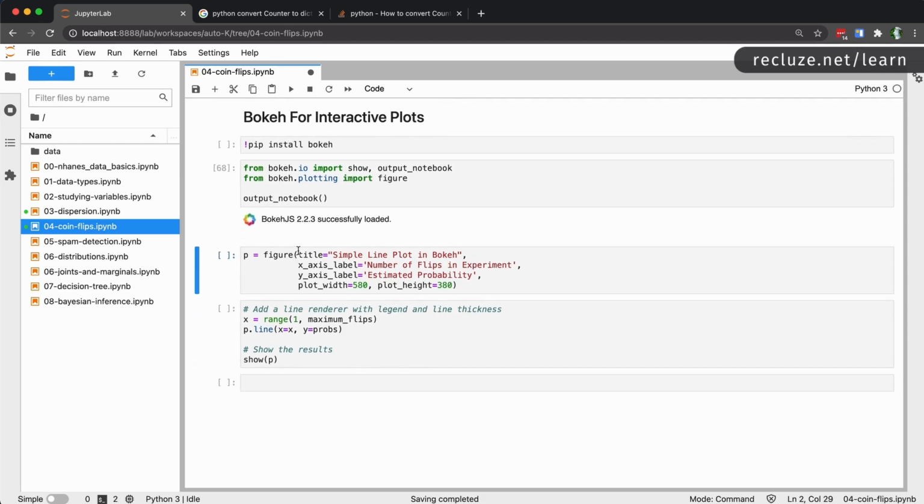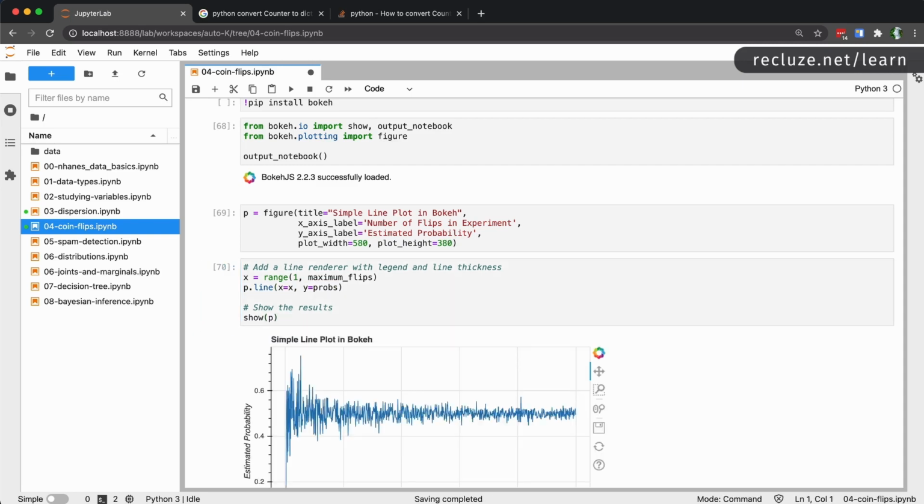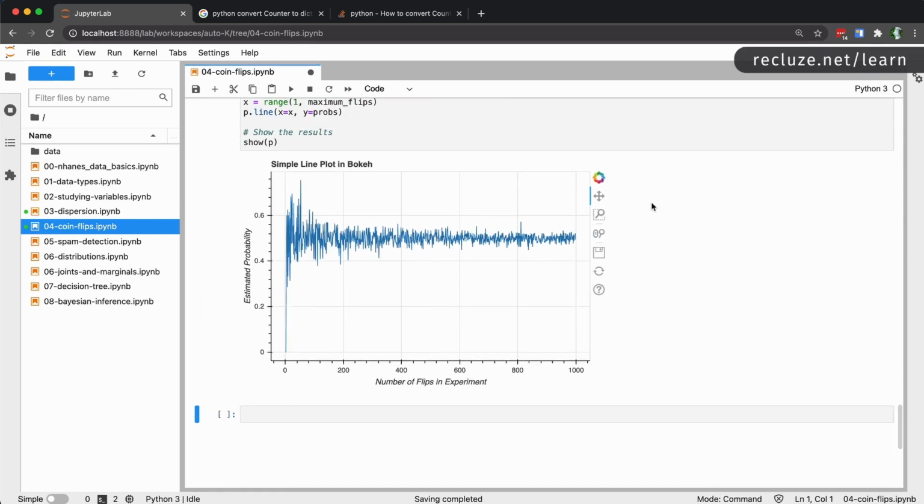We are going to create a figure. This is the title, X axis label, Y axis label, width, height, slightly different syntax, same idea. Okay, so we run that, and then we are going to set the X values, and the Y axis is going to be set using the dot line function instead of the dot plot function. And then we are going to say show p. So that is going to generate this very interactive plot.